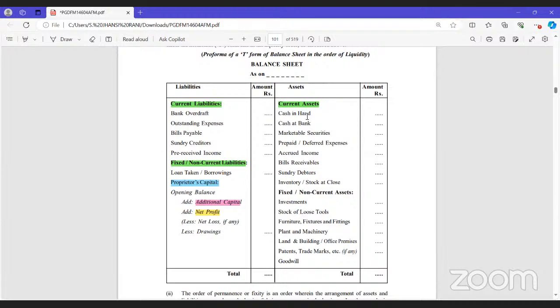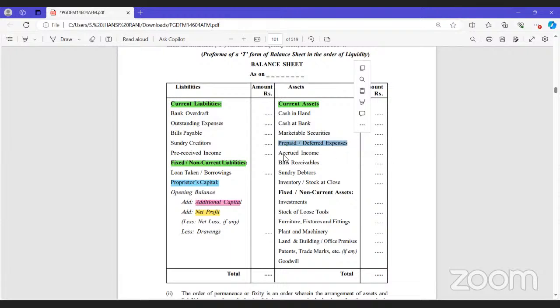Here you can look at your cash in hand, cash at bank, and marketable securities, meaning if you have made any investment which you can sell within a period of 12 months or 1 year, that is a current asset. Next, prepaid or deferred expenses means any expenses which you have paid in advance. For example, you paid insurance. Normally, any financial year ends on 31st March. But you paid till June, so it is extended till June. It means you have paid an extra 3 months. That is prepaid. You are paying in advance. So in that case, it is an asset.